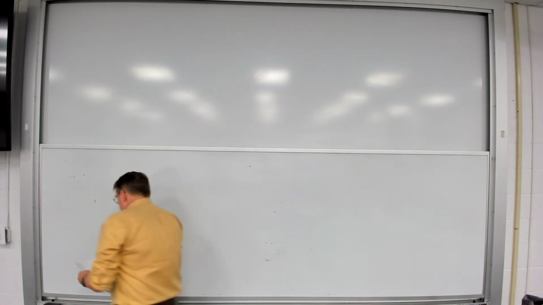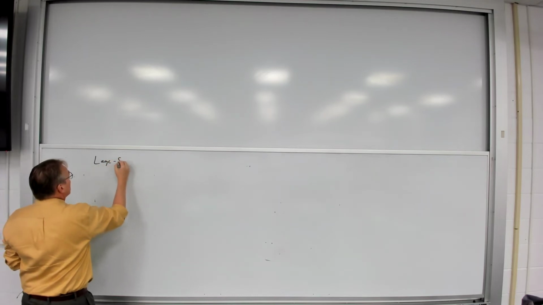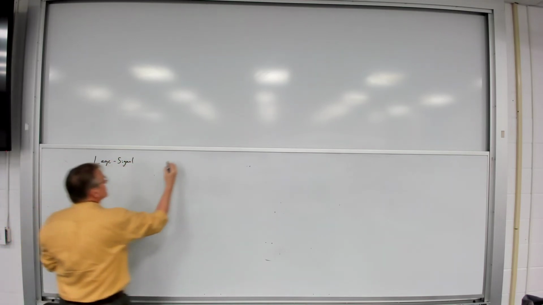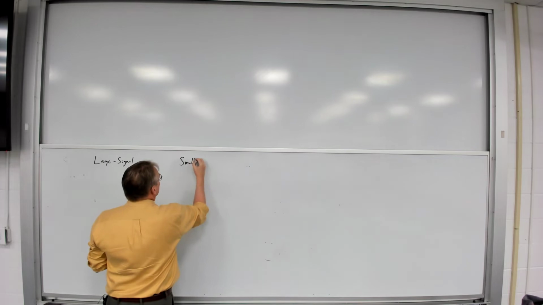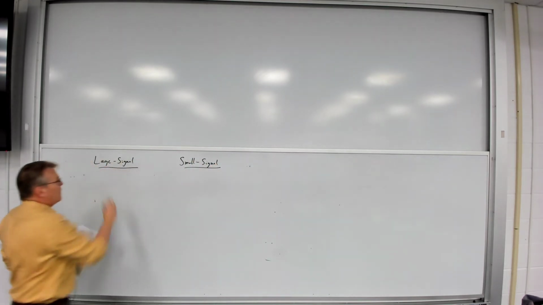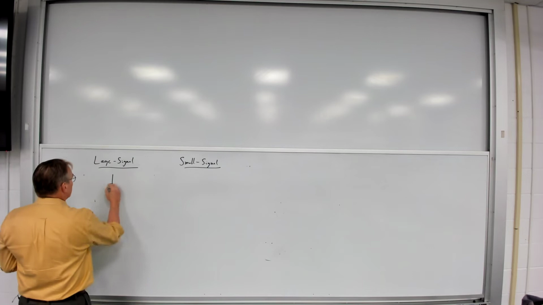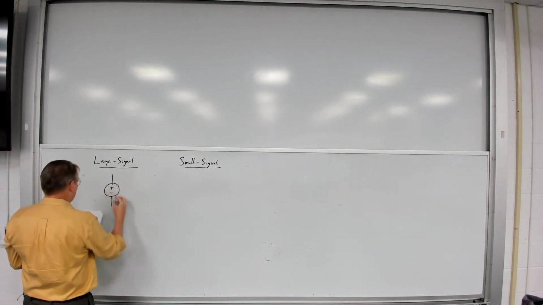So let us consider large signal versus small signal. We have to transform all of our circuits, or all of our elements, into the small signal domain. So what kind of things do we expect to see in the circuit?